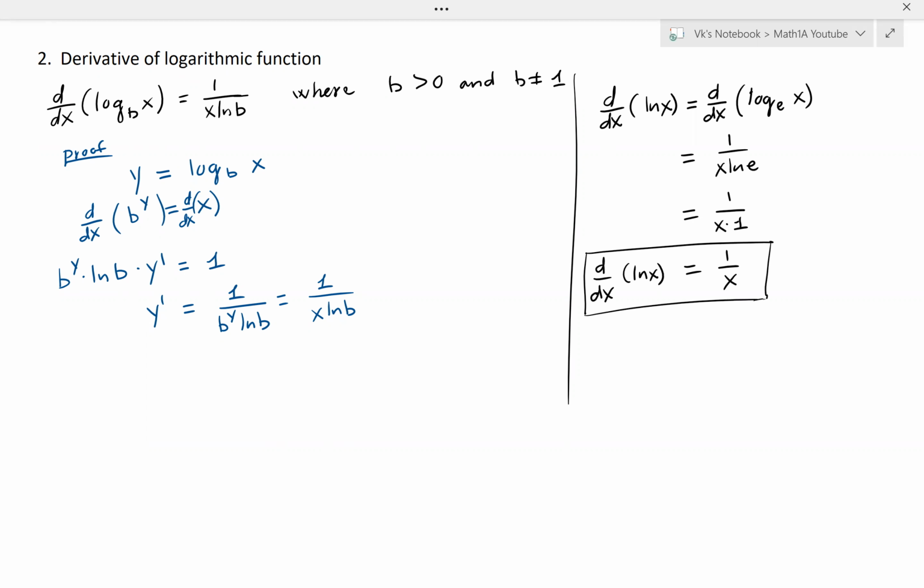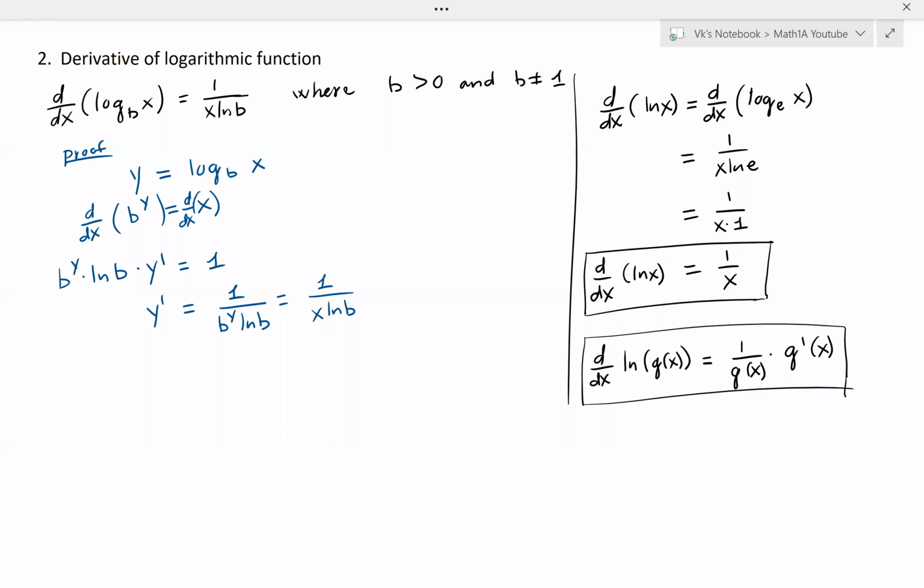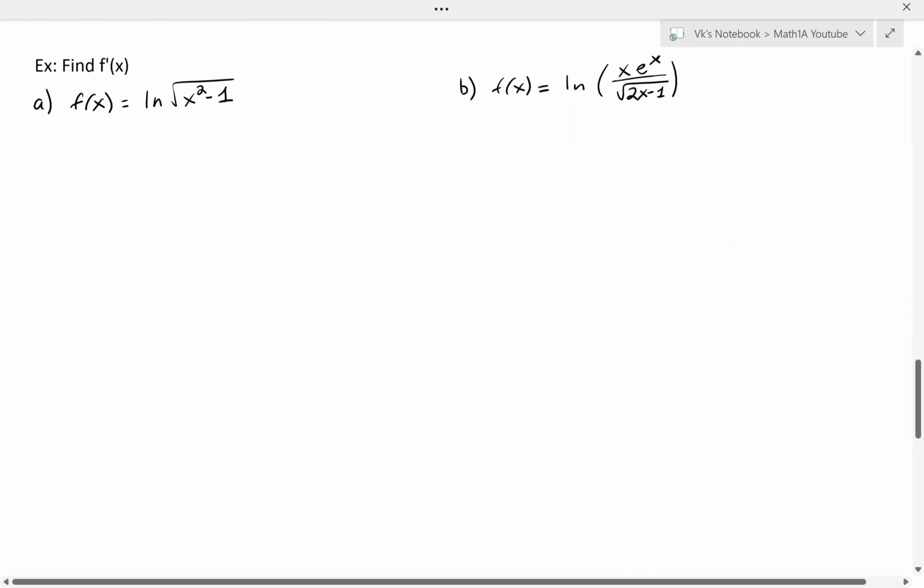and instead of ln(x), if we have ln of a function in terms of x, the derivative with respect to x of ln g(x) would use the chain rule: 1 over g(x) multiplied by the derivative of the inner function, g prime(x). Another cool formula. Let's apply what we learned. Let's do some examples.